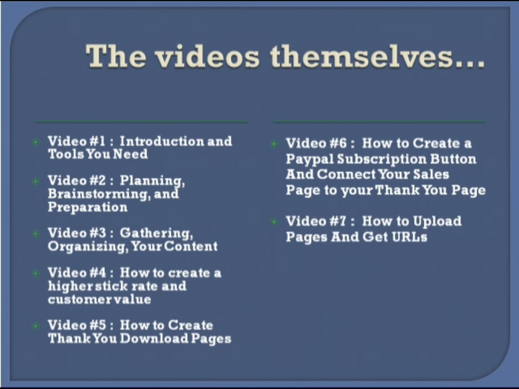Video number 7, we're going to talk about how to upload pages and get URLs. What I mean by this is, let's say you have 12 pieces of content or even more than that, and you've uploaded your content. Then in this video, we talk about how to get the URL so that you can deliver that content in your future emails. Video number 8, we're going to talk about how to deliver your content. So now that you've gotten the URLs, it's time to deliver the content through Aweber, GetResponse, or anything else like that.